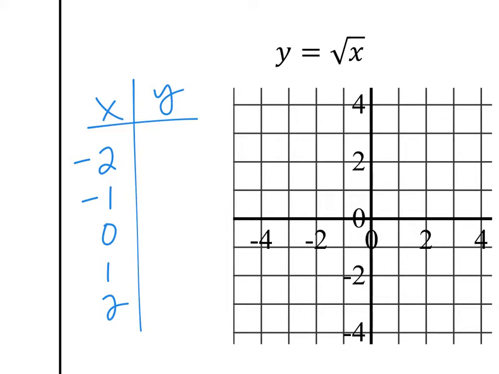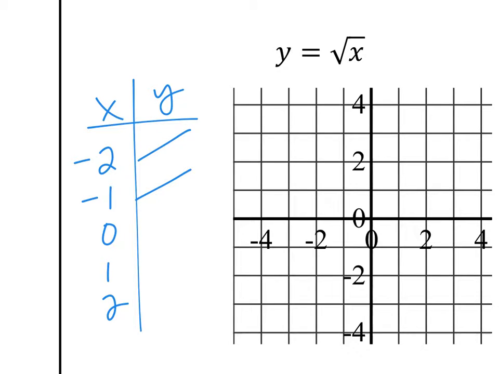So first one. What is the square root of -2? Square root 2i, but is that a real number? No. So on the graph, it's not going to show up. What is the square root of -1? I, but it's not going to show up on the graph, so nothing.